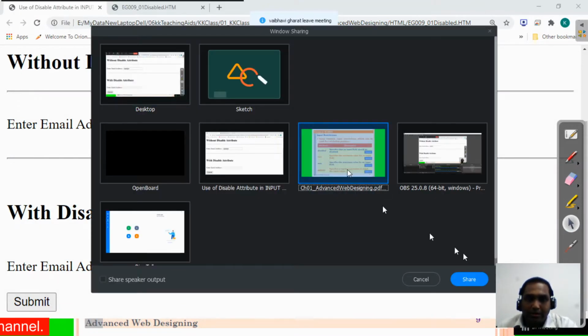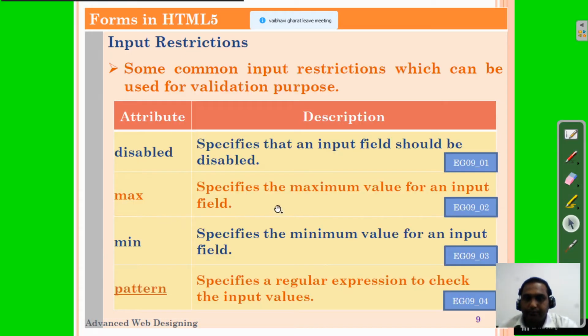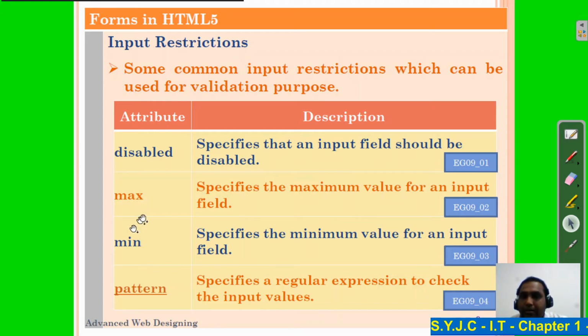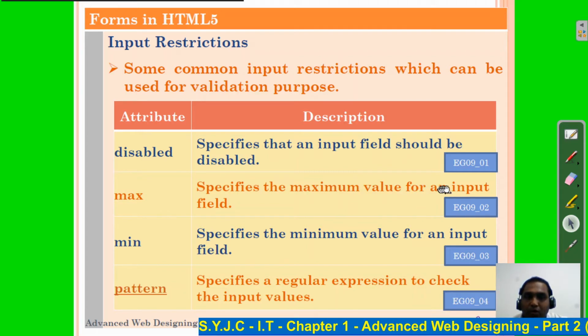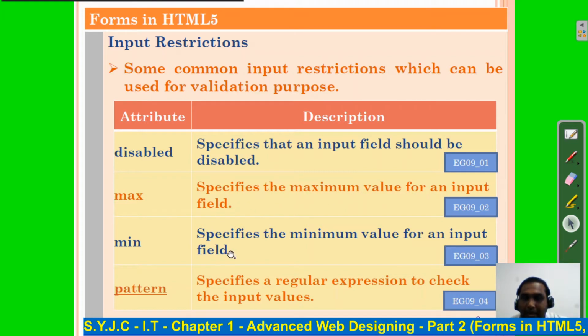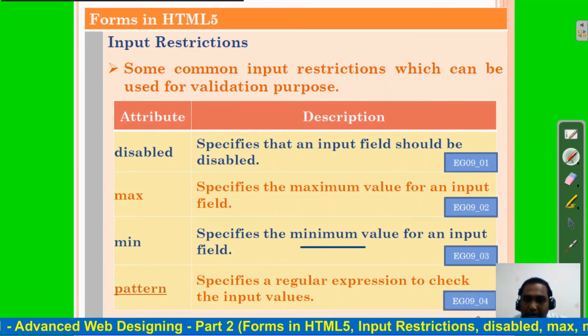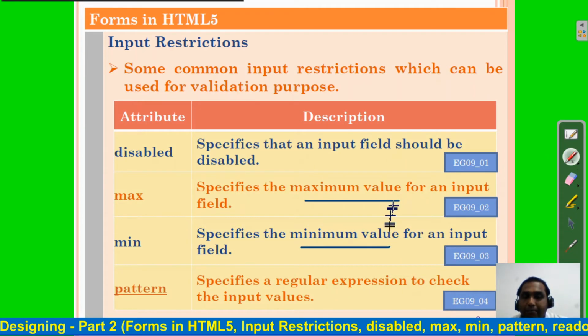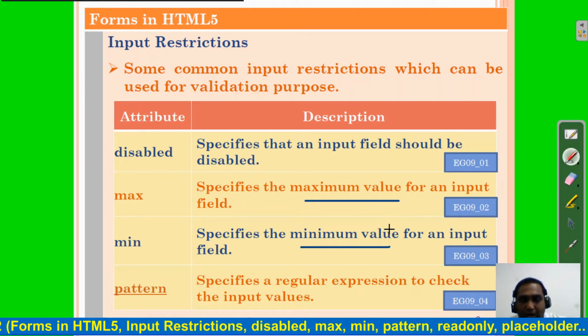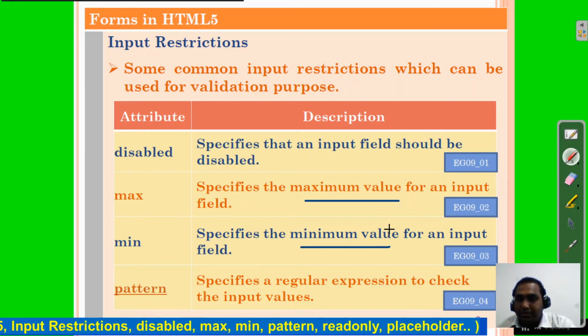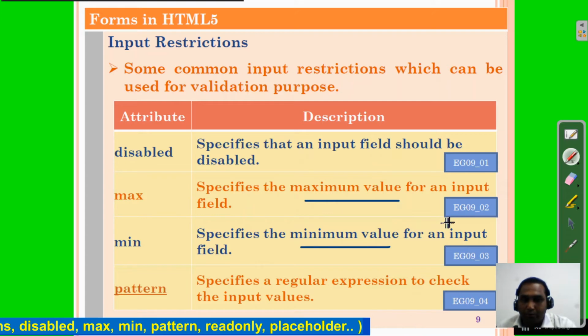Let's go back to the slides. That was the disabled attribute. Next attribute, max. Max specifies the maximum value for an input field and min specifies the minimum value for an input field. The maximum and minimum value that you can type into an input field, you can specify with the max and min attributes.